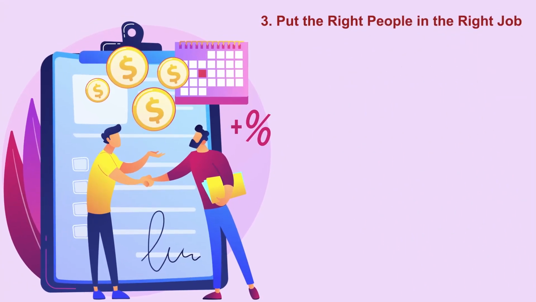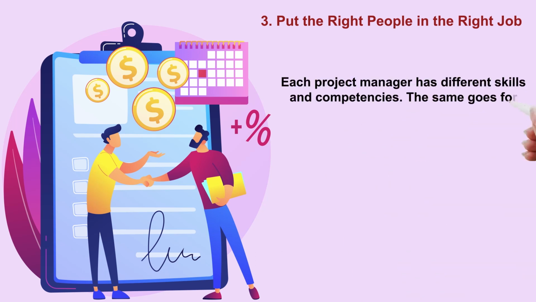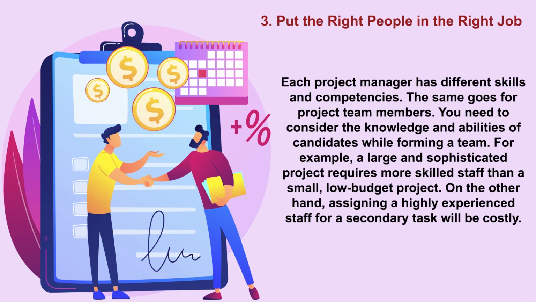3. Put the right people in the right job. Each project manager has different skills and competencies. The same goes for project team members. You need to consider the knowledge and abilities of candidates while forming a team. For example, a large and sophisticated project requires more skilled staff than a small, low-budget project. On the other hand, assigning a highly experienced staff member to a secondary task will be costly.